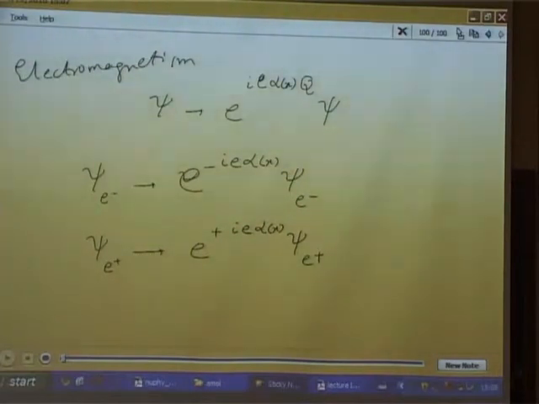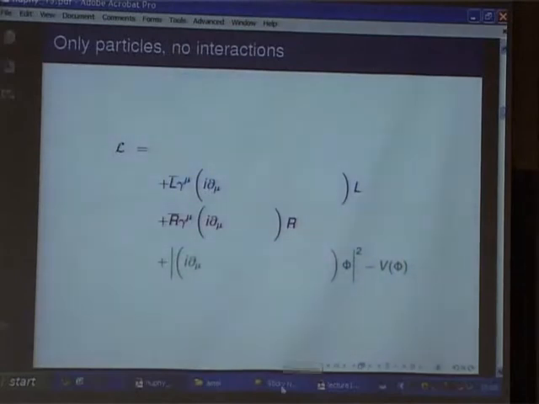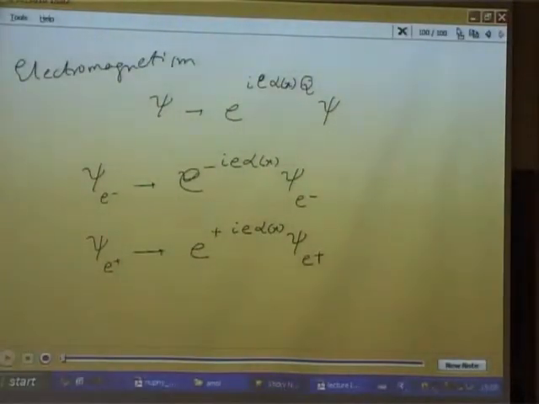Okay. So again, the phase transformations of electron and positron are going to be correlated because of Q. Q determines everything. And we saw in electromagnetism that if I only use this transformation, then my Lagrangian is not invariant. If I look at my kinetic term, which looks like psi bar gamma mu i partial mu psi, if I use this, it is not invariant.